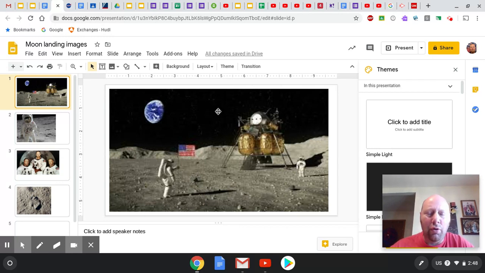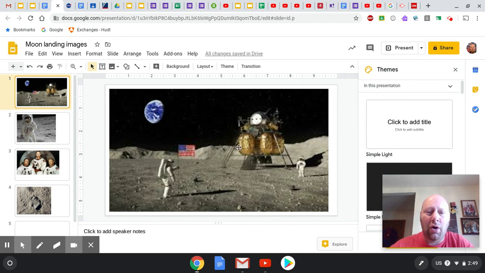These guys left over 100 items on the moon, including this flag, a plaque saying that we come here in peace. Neil Armstrong, historically, when he stepped on the moon, his first words were one small step for man, one giant leap for mankind. That's been argued about since, how he said that and whether it was grammatically correct or not.